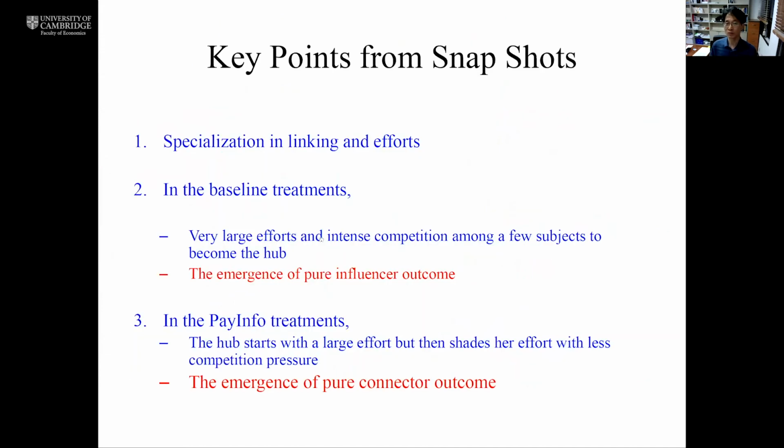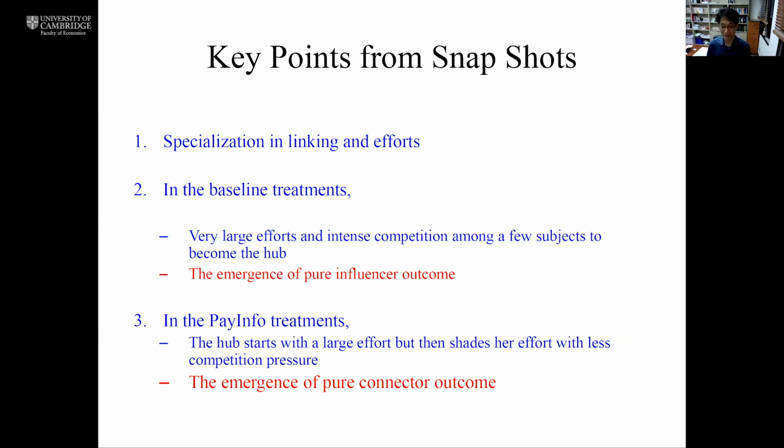So the key point from the snapshots is that we observe specialization in linking and effort. In the baseline treatment, we observe the emergence of the pure influencer outcome. In the payoff information treatment, we observe the emergence of the pure connector outcome in the large group. That's what we observe. Now, we're going to look more systematically by following the same steps of the data analysis as in the first experiment.